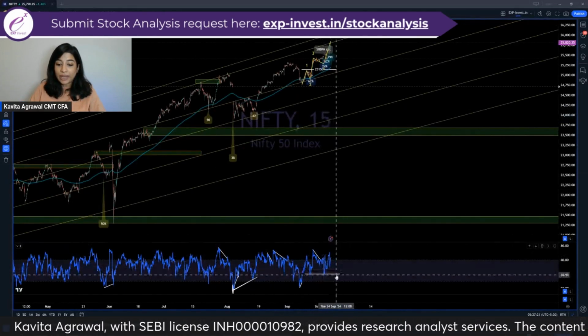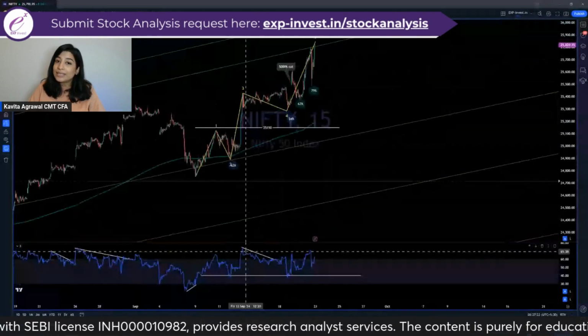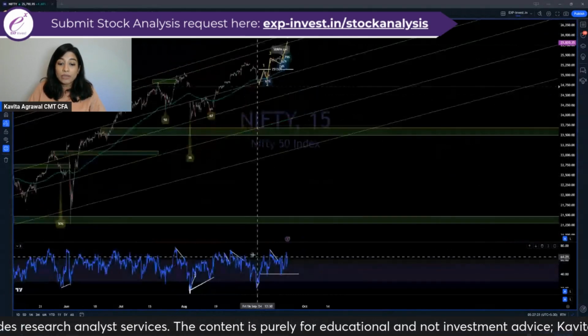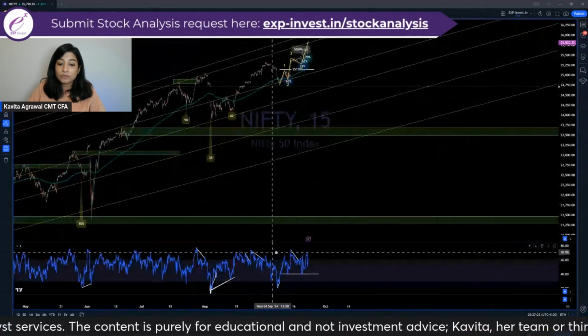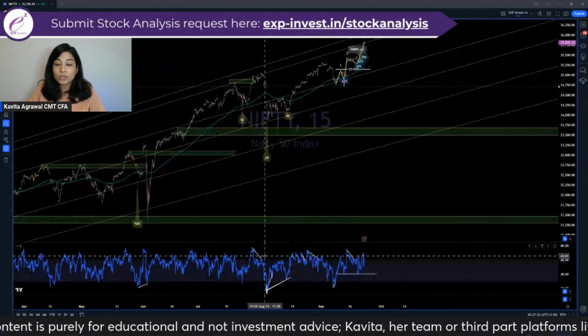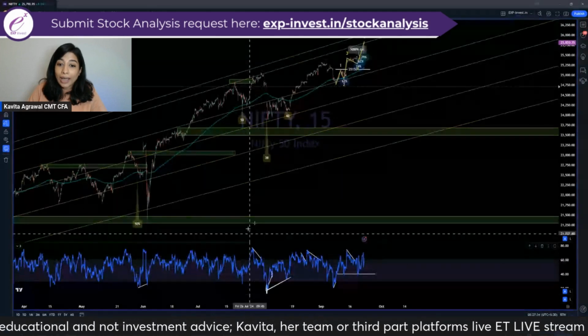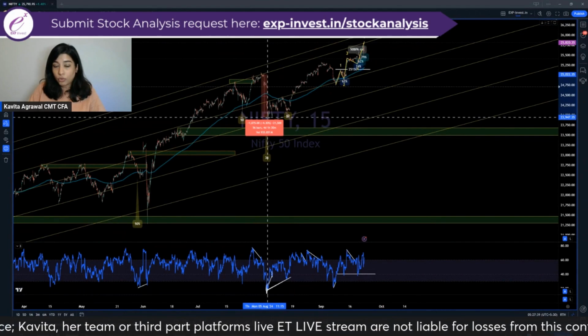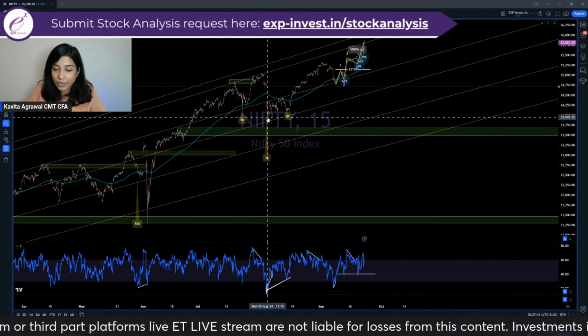Again, on the 15-minute time frame, RSI, notice this negative divergence that has started to build. Why is this important? Because if you look at all the previous peaks of Nifty, a negative divergence followed by a potential high and resistance at this trend line was seen before the correction unfolded. 3-4% of correction is what we are looking at.